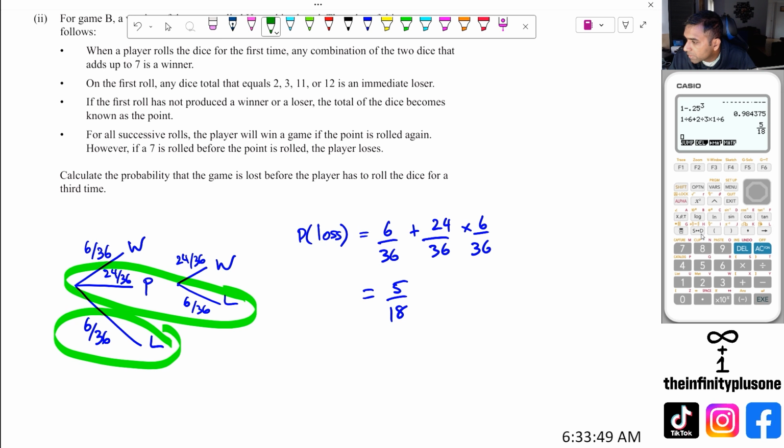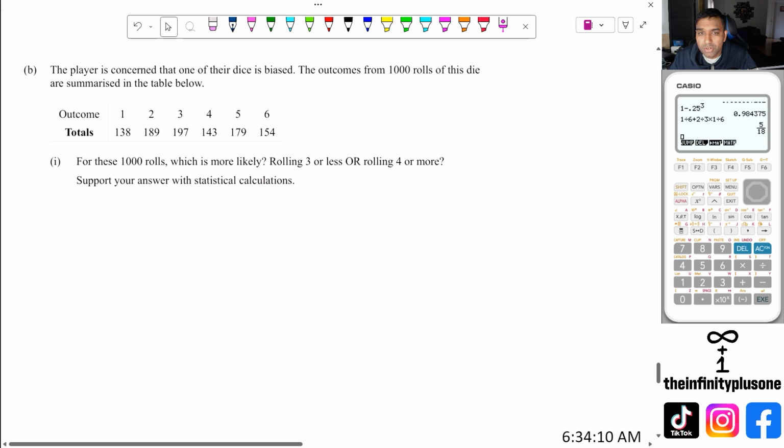So grades-wise, correct probability for losing in either first or second roll, it'll get you an achieved. And probability of losing before the 3rd roll gets you a merit. All right, next question. Sorry, there is a table there, but it's just disappeared. So what I'm going to do is look at the probability of rolling a 3 or less. So 3 or less. Probability 3 or less.